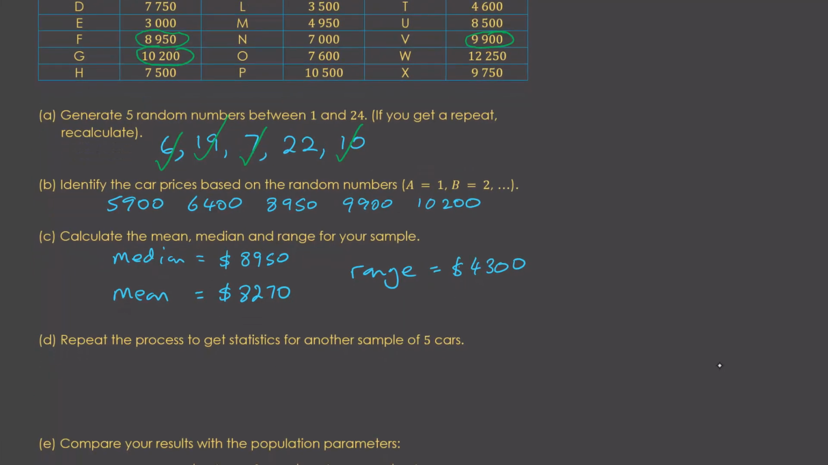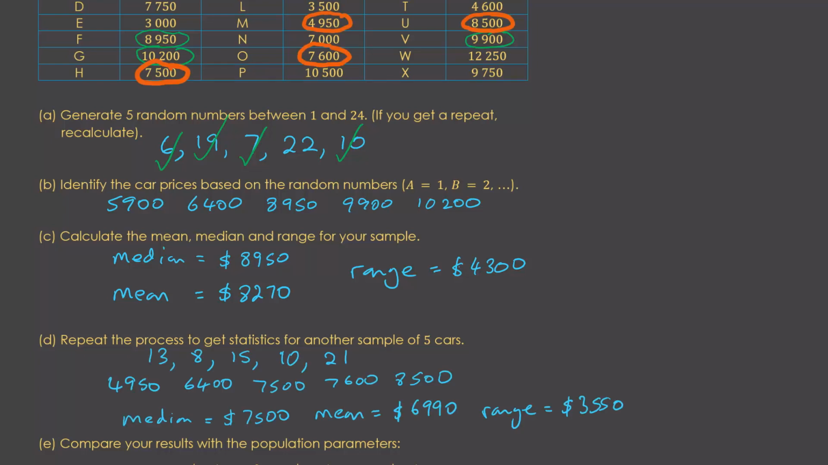Repeat the process to get statistics for another sample of 5 cars. I'm just going to pause and do that, and you'll see the results when I've done it. So we can see what I got here. Note, and you can see it both in the table and here, that car number 10 ended up being in both samples.